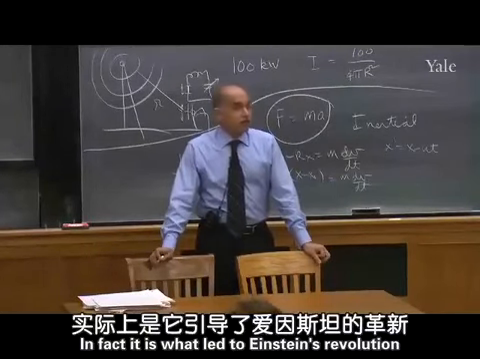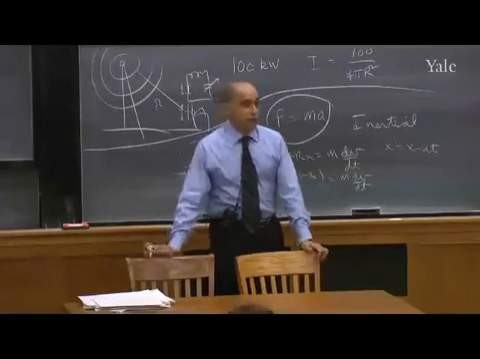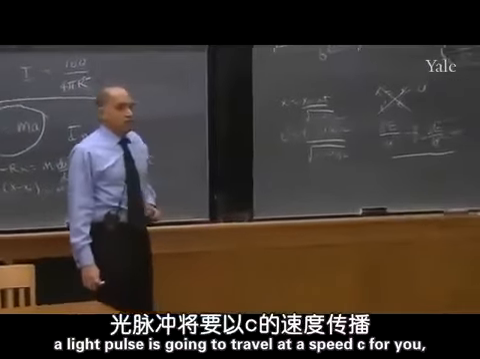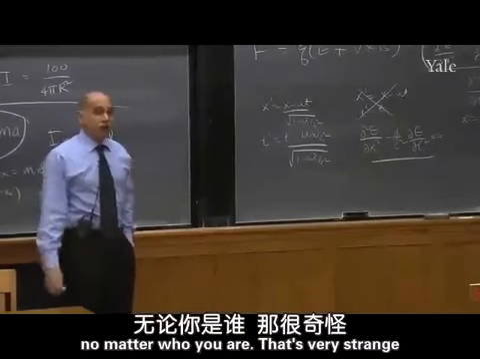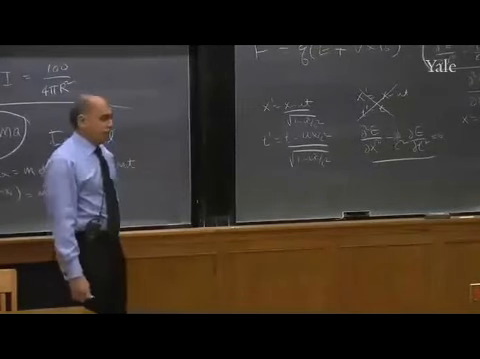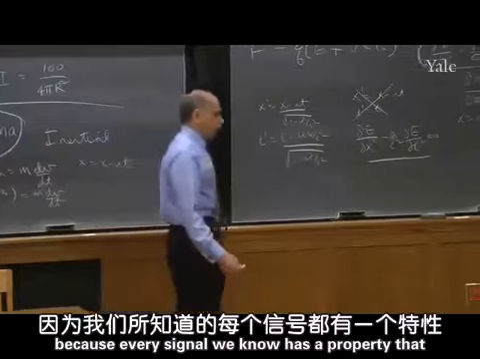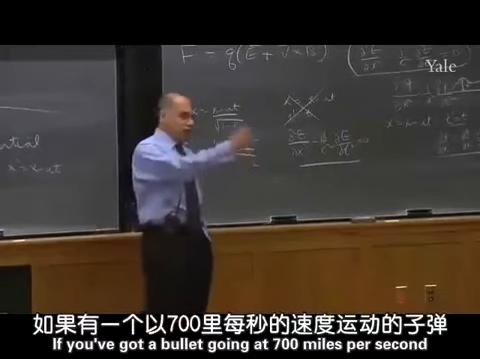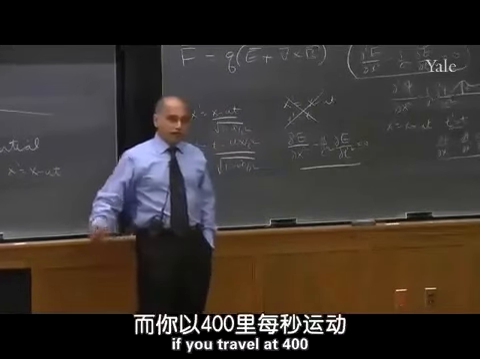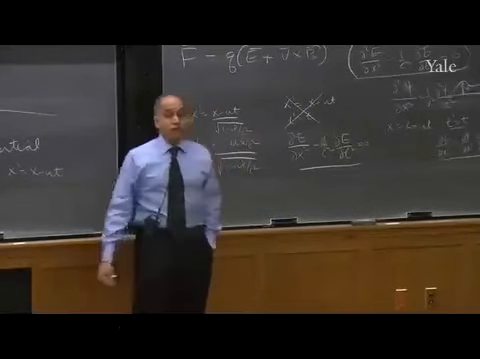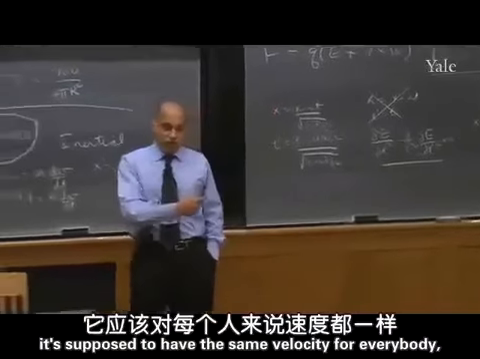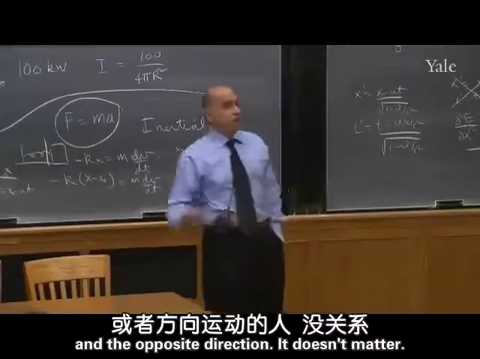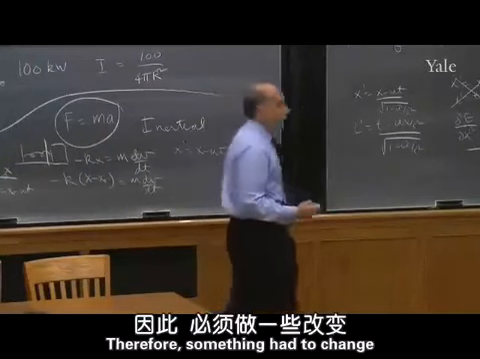In fact, it is what led to Einstein's revolution, because this equation said, no matter who you are, a light pulse is going to travel at a speed c for you, no matter who you are. That's very strange, because every signal we know has the property that if you move along the signal, its speed is reduced, right? If you've got a bullet going at 700 miles per second, if you travel at 400, you will think it's going at 300. But if it's the beam of light, it's supposed to have the same velocity for everybody. Even those moving in the same direction, in the opposite direction, doesn't matter.